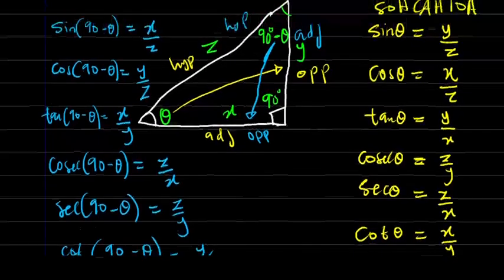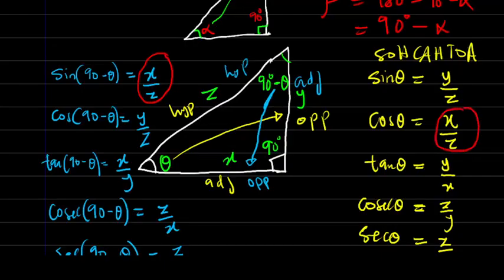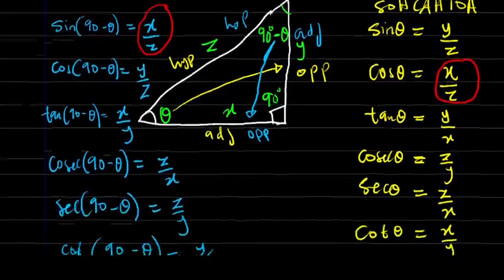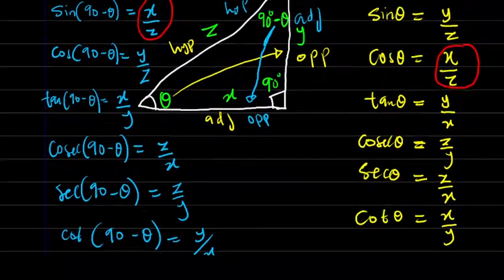Now you can see some similarities here. You will notice that we have x over z here, and here as well we have x over z. So we can bring out the first thing that we notice. Let me come down here. That means sine 90 minus theta is same thing as cos theta.